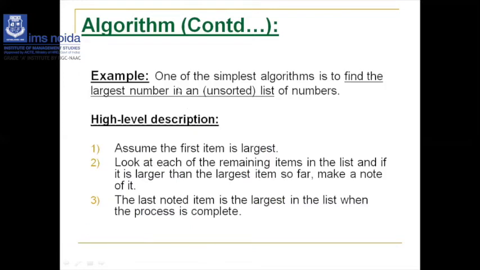Another example, one of the simplest algorithms to find the largest number in a list. So what have we done? We have assumed the first item is the largest, then you check the remaining two numbers. If the first is largest, no problem. But if the second number is larger than the first one, it will compare with the remaining two elements. So this is the description of the algorithm which we have discussed.